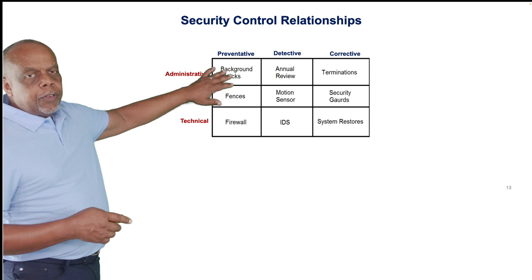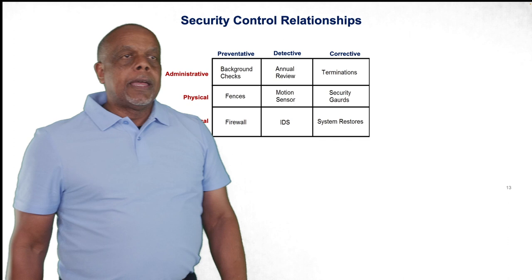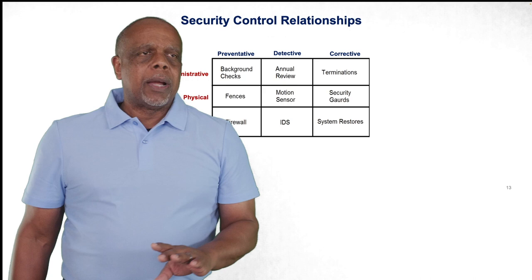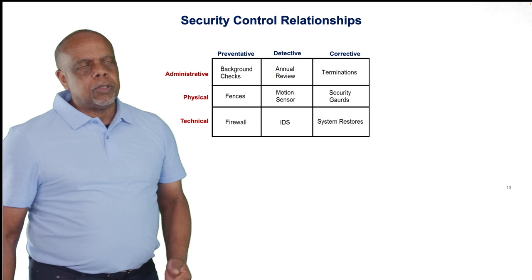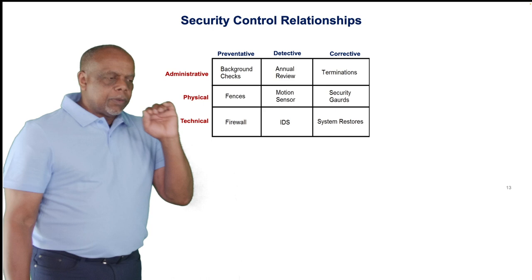Now, we can also look at this from a metrics perspective. Some controls are preventative, some controls are detective, and some controls are corrective. What do I mean by that? Background checks. It's an administrative control, but it's preventive, meaning that I want to do background checks before I bring this person into my work environment, because the background check says that's probably not the person you want to hire, right? A fence is a physical, preventative control. I'm trying to prevent people from getting into my facility. And on the technical side, a firewall is preventative. I'm going to set a firewall in place so that the adversary can't ping, can't do any type of DDoS attacks, and is kept out of the network.